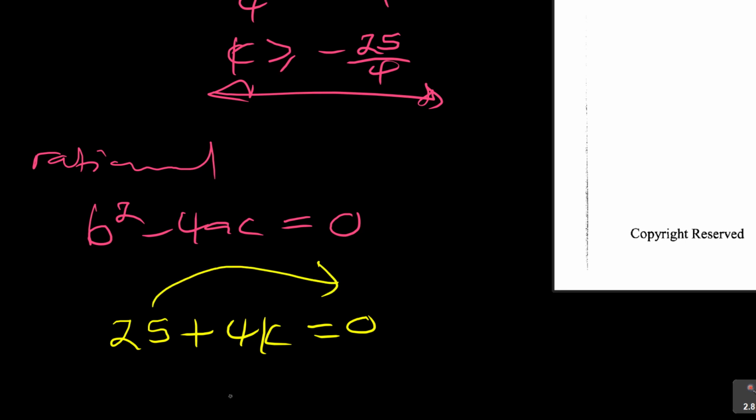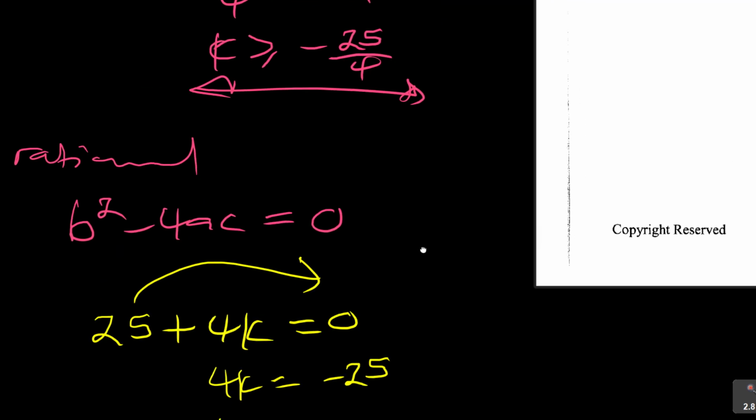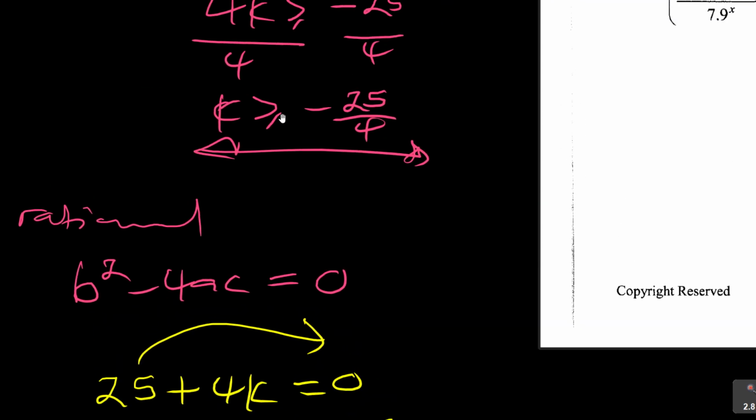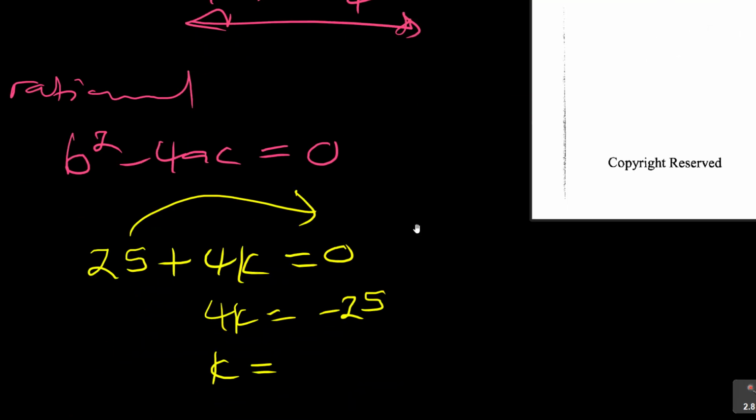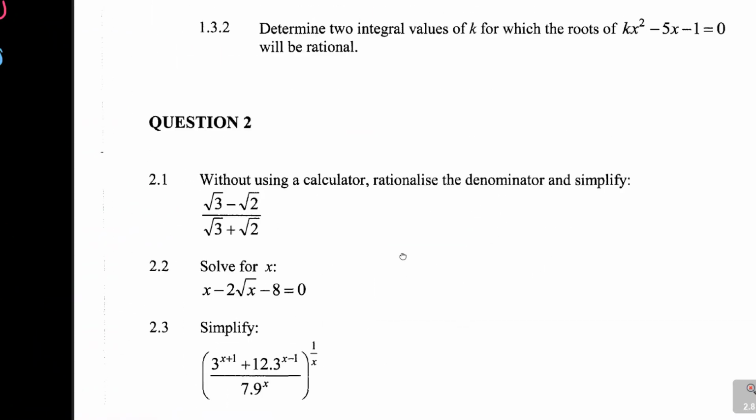Take this to the other side. We have got 4k is equal to negative 25. It's the same answer that you're getting here actually. So you've got k is equal to what? You said it was greater than, actually. It was greater than negative 25 over 4.